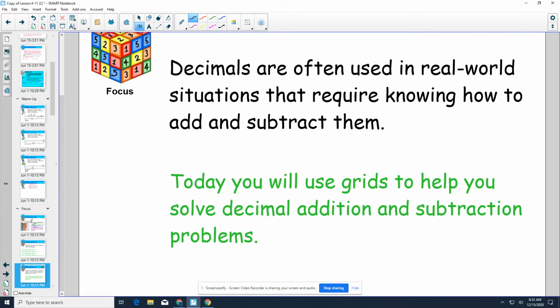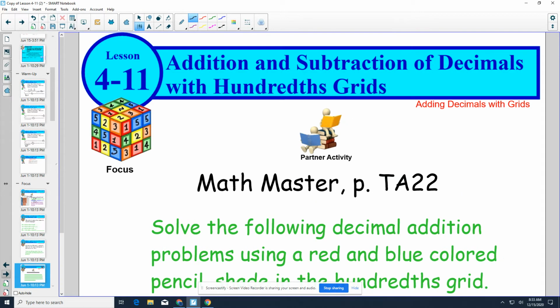Decimals are often used in real world situations that require knowing how to add and subtract them, especially money, or if you play baseball or basketball, statistics and things like that. You may have to do some adding and subtracting, especially with banking and money and things like that. So today you'll use grids to help you solve decimal addition and subtraction problems.